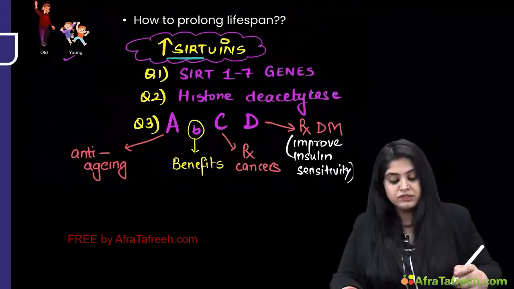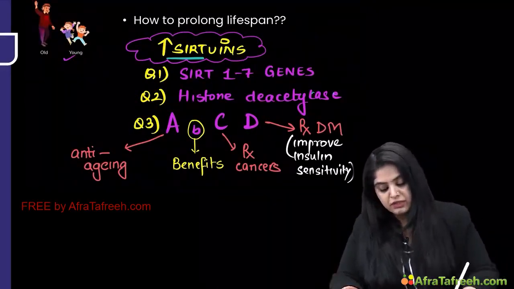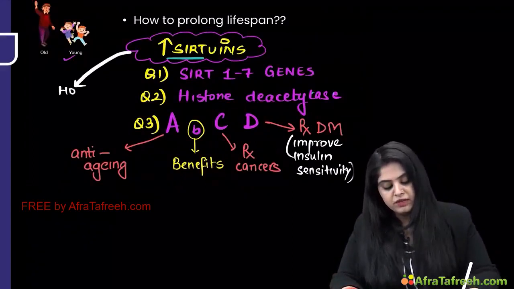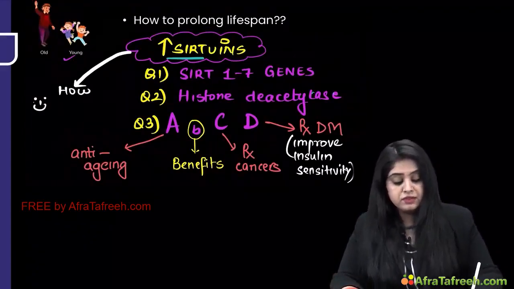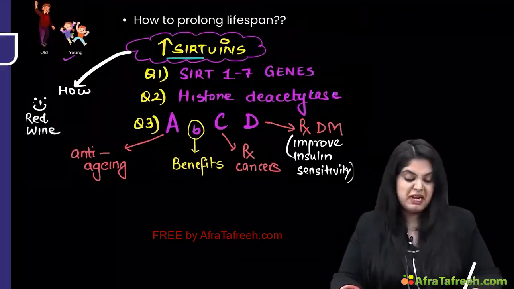So please remember, you will say, ma'am, now I have to know how I can increase these sirtuins in the body. So I'll give you one good news, one bad news. Good news kya hai? You can have red wine. By having red wine, you will increase sirtuins. Bad news kya hai?